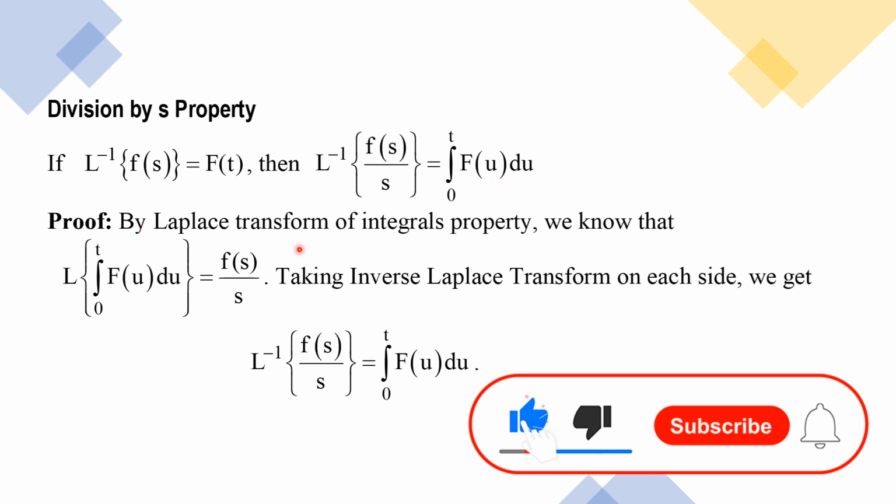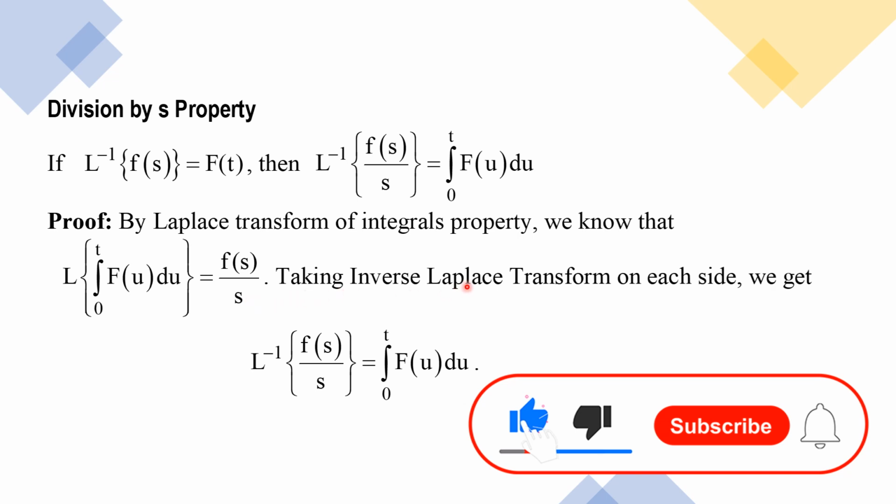Now by the Laplace transform of integral property, you know that the Laplace of the integral from 0 to t of f of u du is equal to F of s over s. We have already done this in the previous lectures, so kindly watch the video of that property from the playlist.